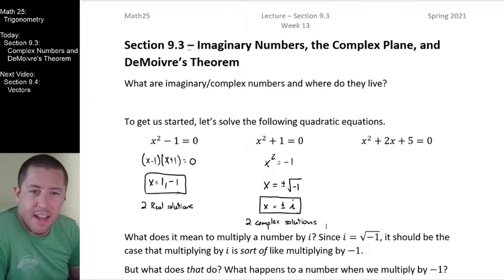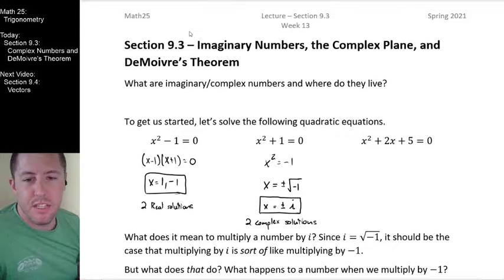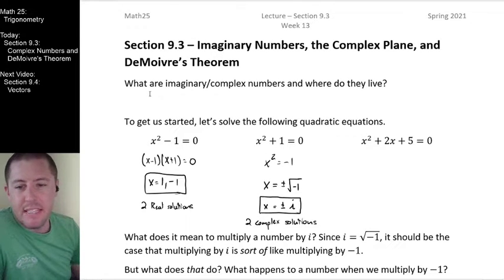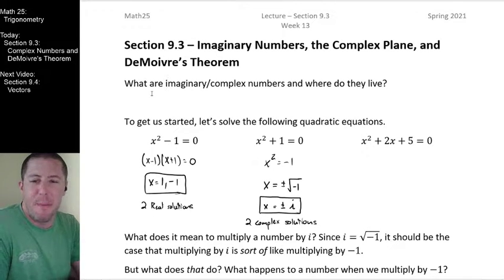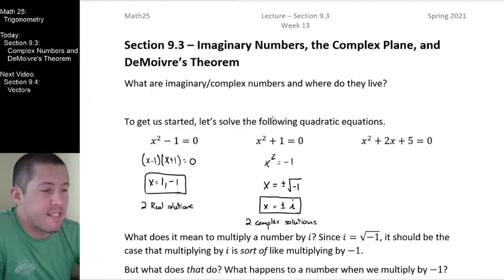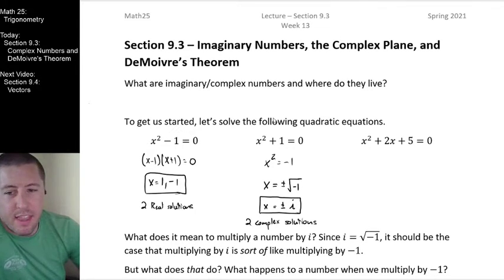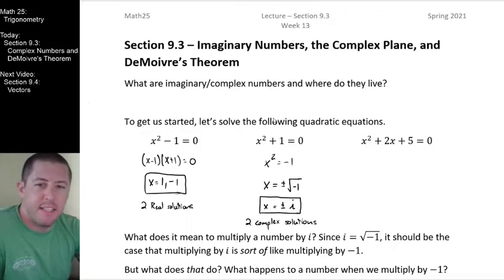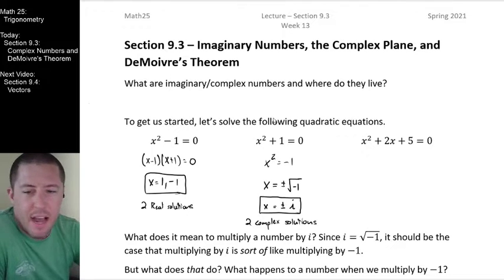And the guy that first formalized a bunch of discussion associated with this despised the names that ended up getting given to them by other people. But it's the names that stuck. So you shouldn't think of these as imaginary as in non-existent. You shouldn't think of these as complex as in complicated. Both of those are bad names here.